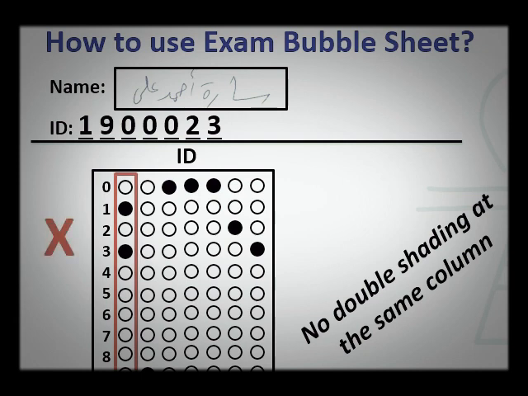It's very important to avoid making a double shading in the same column within the ID section. Alright, as you see in the drawing at the first column there are 2 shaded bubbles. This would spoil the bubble sheet.